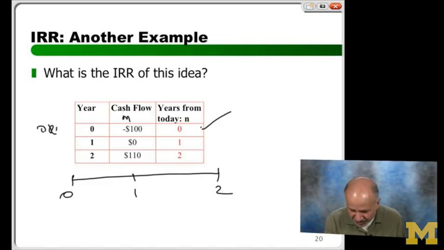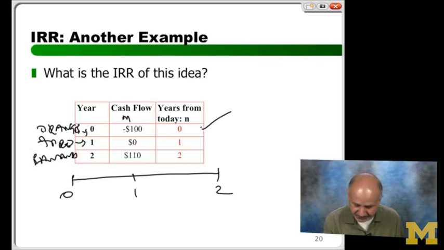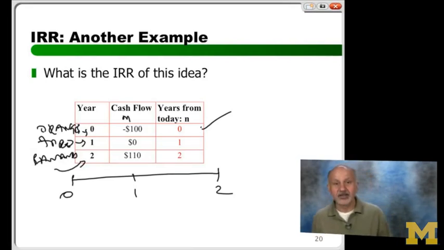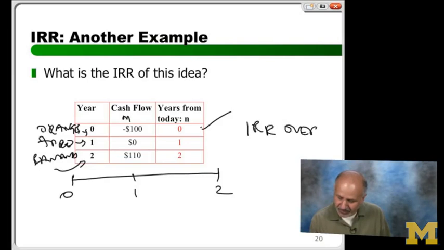I have oranges times 0, apples times 1, and now I've thrown in bananas times 2. So by shifting time by 1, what have I done? I've made life a little bit miserable, and that's why you have formulas. Okay, so what is the IRR over 2 years?